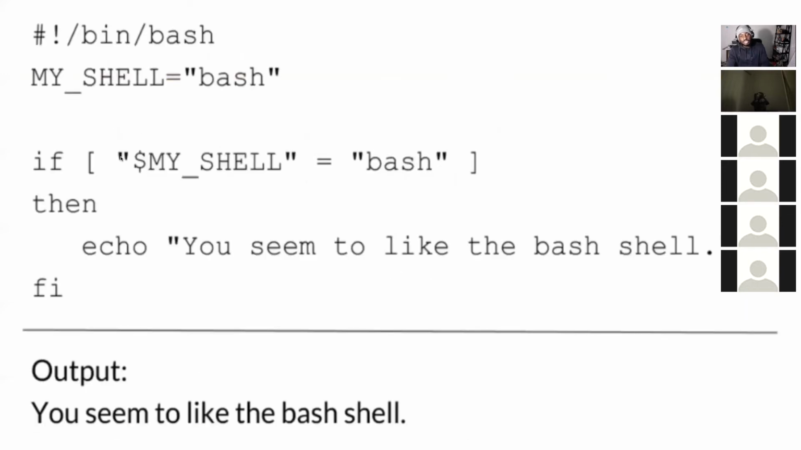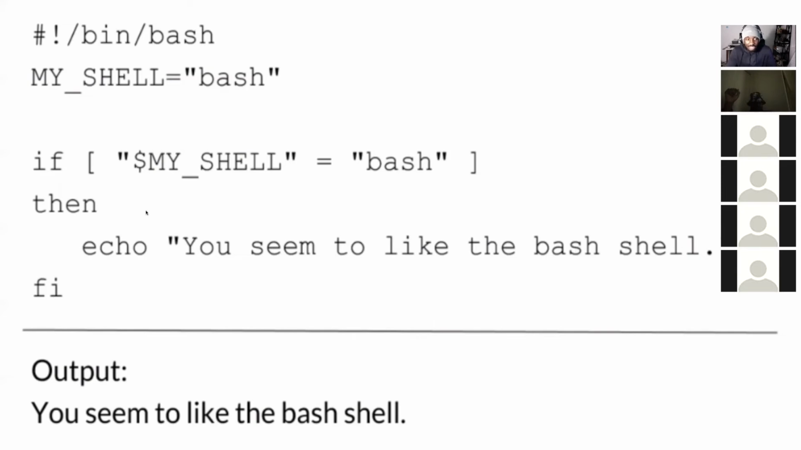So this is an example shell script. What you're doing is telling the machine to store a variable called my shell, and you named it bash. And you're telling the machine that if the variable my shell is equal to bash, which it is, then I want you to run this command. Just echo this, and then you close it. So this is the most basic way you can use if.